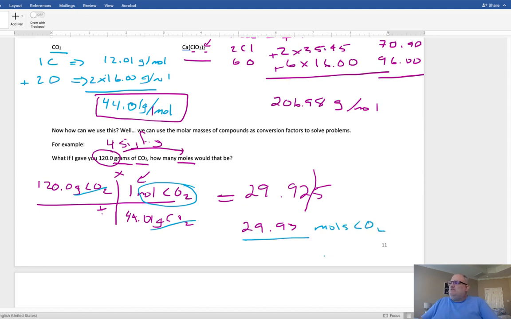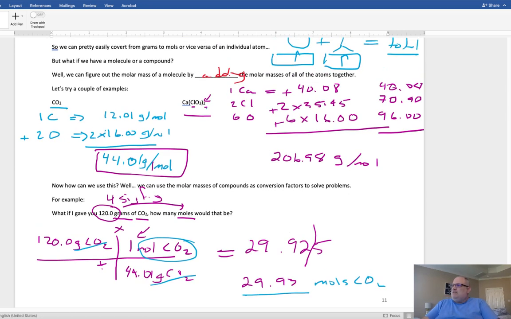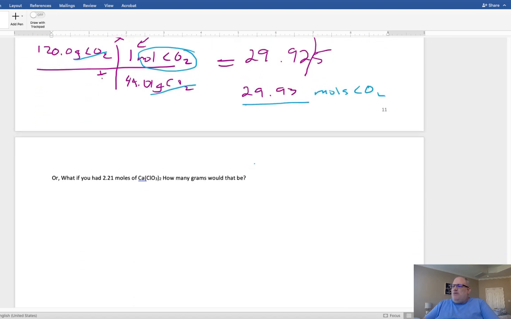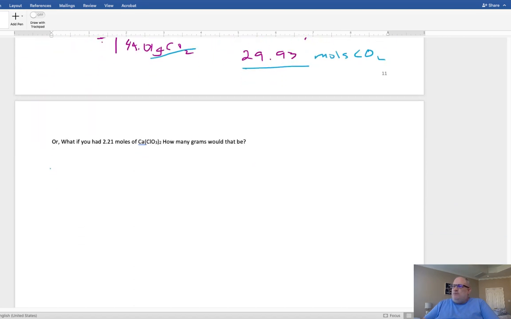Let's try one more. Let's make use of this really ugly molar mass right here. I'll box this because that's what we're using right now. And the problem is going to be this. Start with 2.21 moles of Ca(ClO3)2. And we're going to set up our table like we normally would.